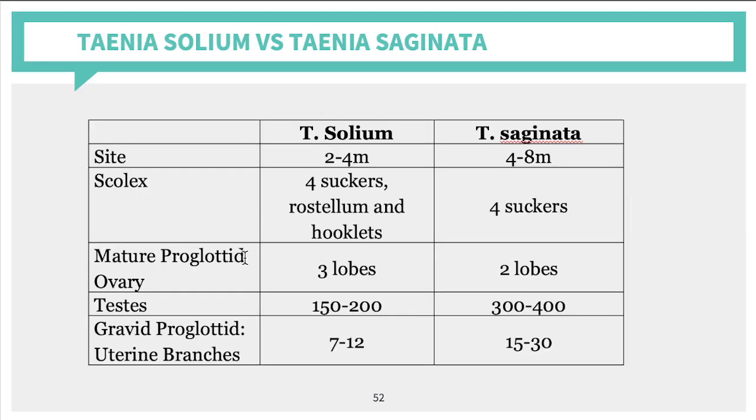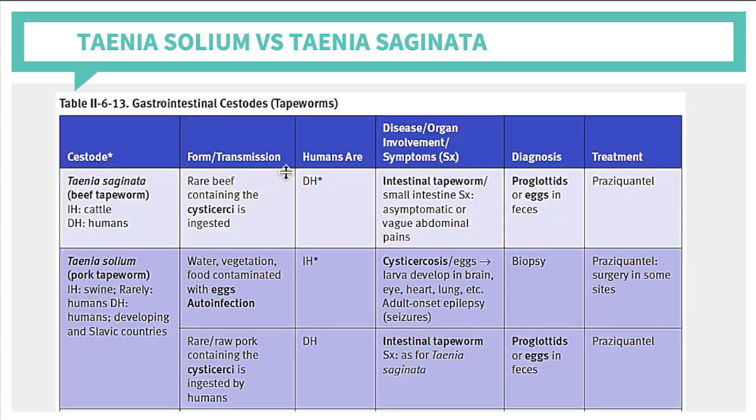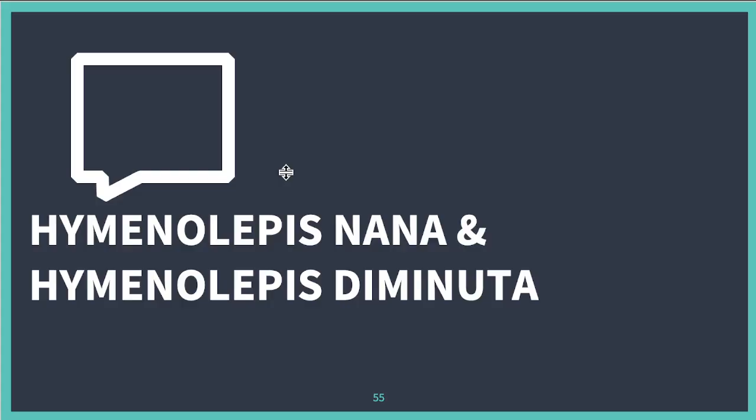Now, this is just the comparison of what we discussed a while ago. So kindly go over this table. This is very important for you to understand the discussion more. Okay? Now, let's proceed to the 2 other parasites. We will now discuss your Hymenolepis nana and your Hymenolepis diminuta.